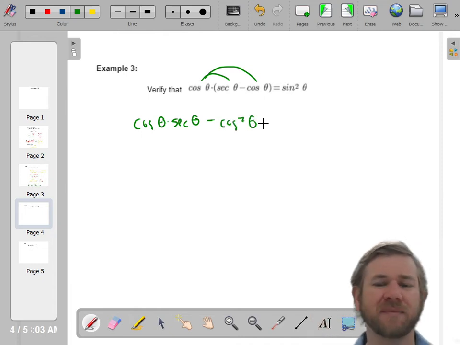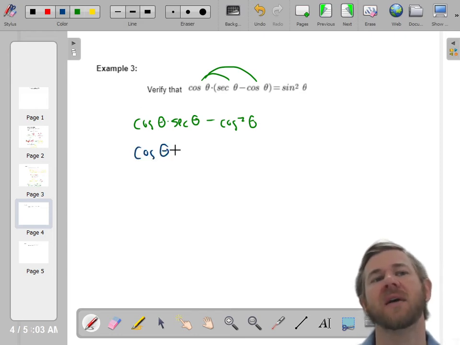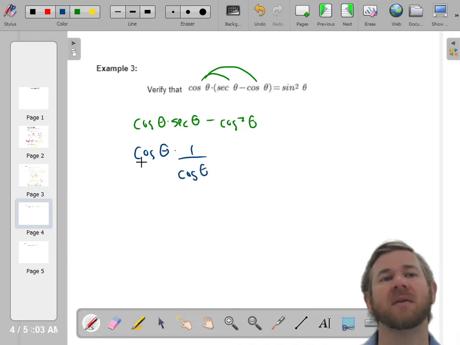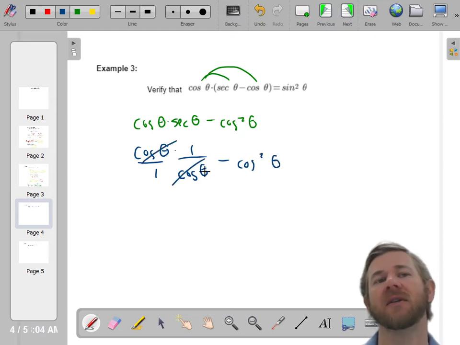Now you might be able to just say this is 1, but I'll write it out. I know that multiplying a number times its reciprocal will always be 1. So cosine of theta times secant of theta minus cosine squared theta. And now hopefully you can see those cancel out.